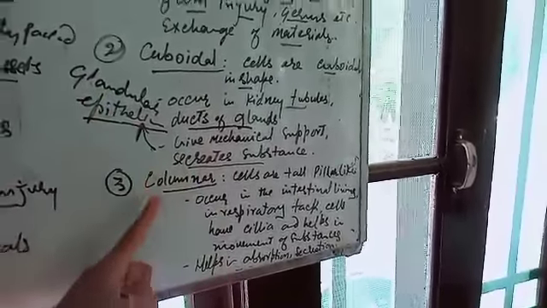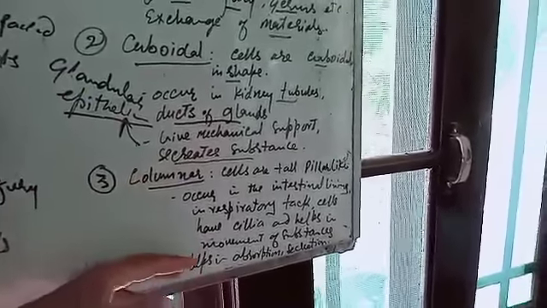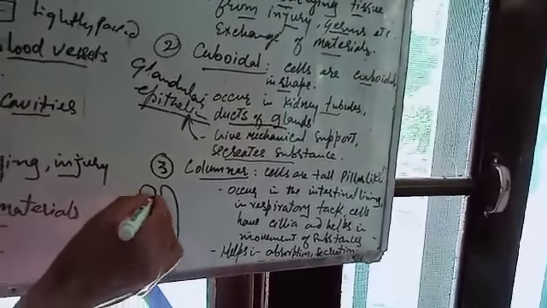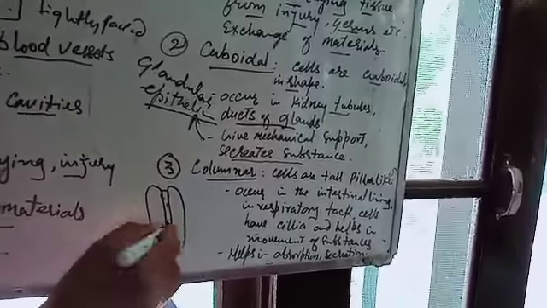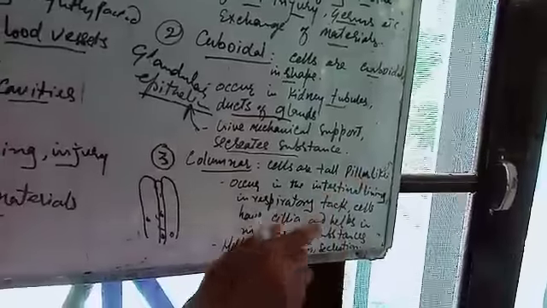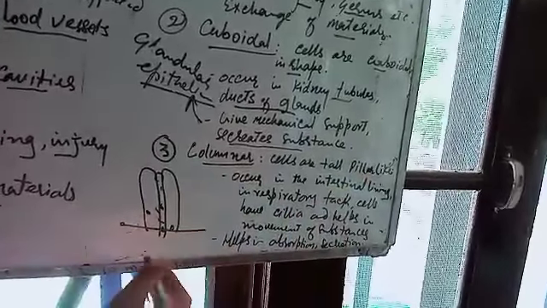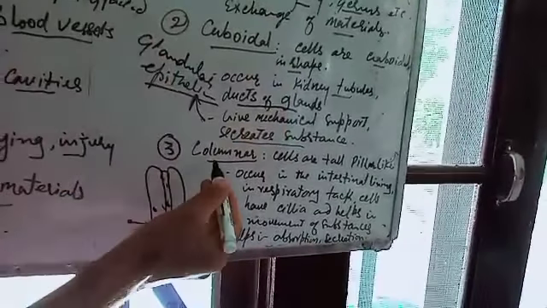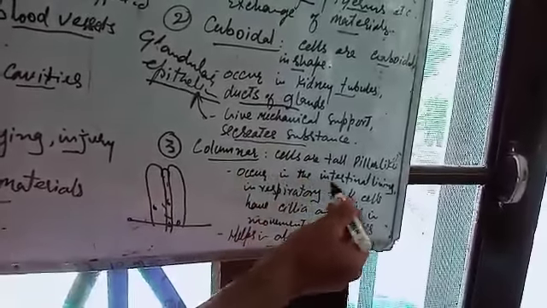Now another is columnar epithelium. In columnar epithelium, the cells are tall, pillar-like, without intercellular spaces. The nucleus is present at the base. These tall, pillar-like cells occur in the intestine lining. That means the intestinal lining is covered by the columnar epithelium.